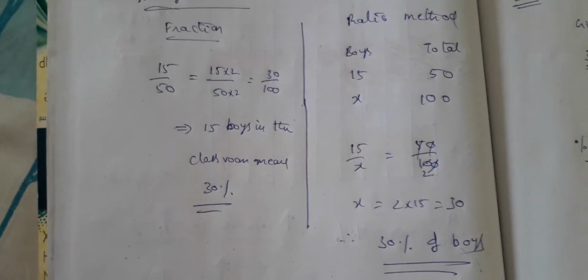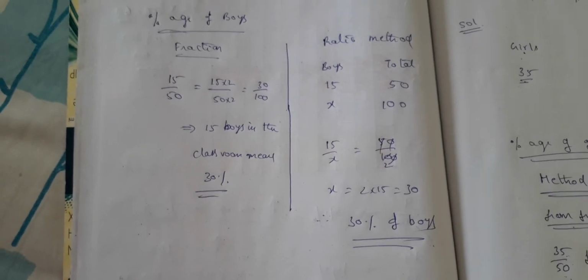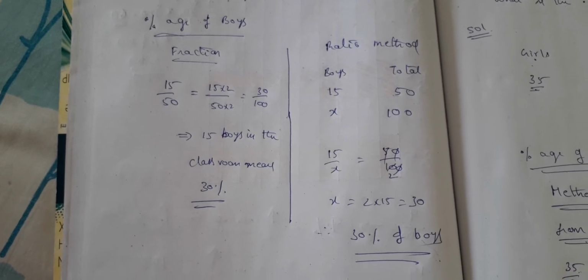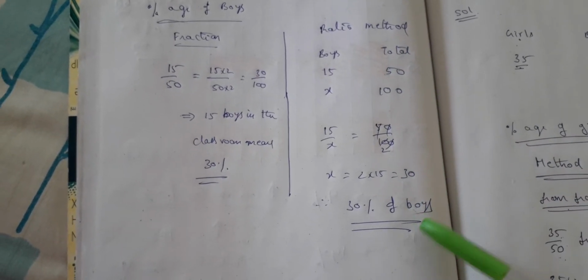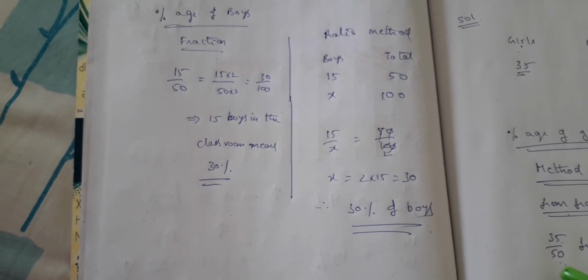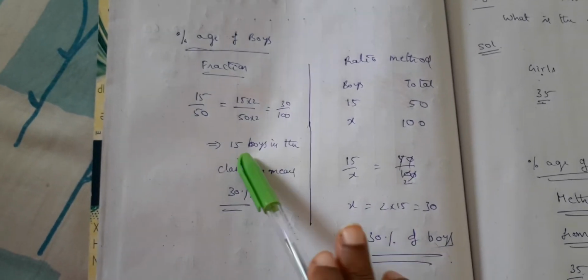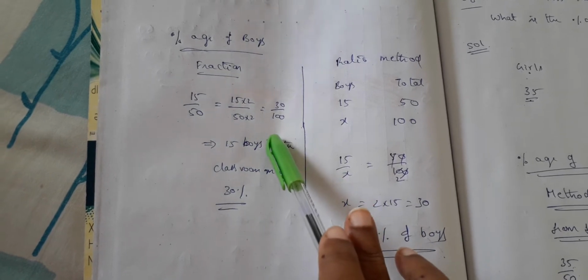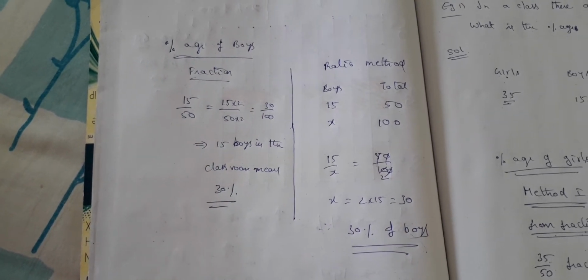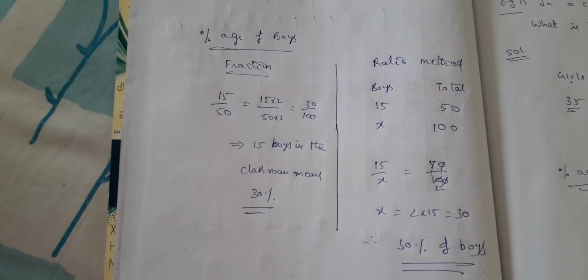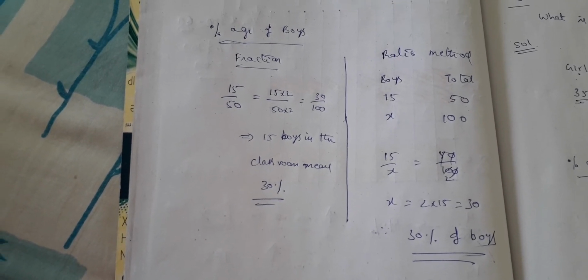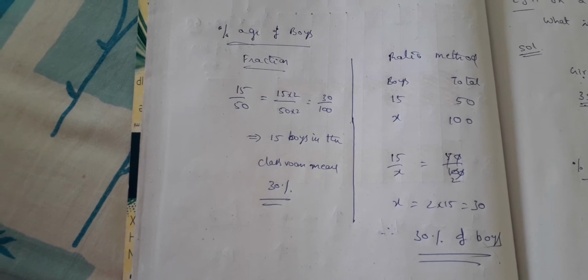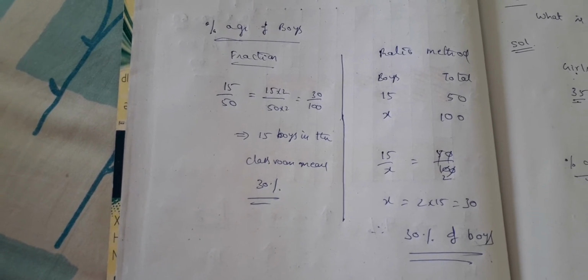Therefore 30% of boys. You can do it in both the ways, right? So this is the best method where you can solve many of the problems. If fractions are given directly, this is how you have to find out. So it's up to you, children. Whichever method is convenient for you, you can adopt any method. Both are right. So take a screenshot.